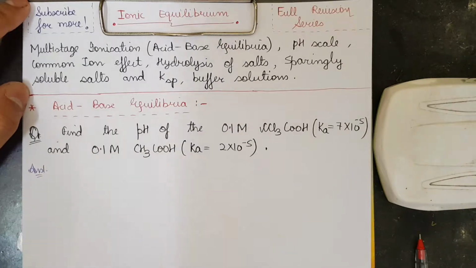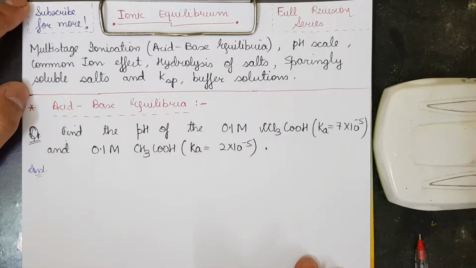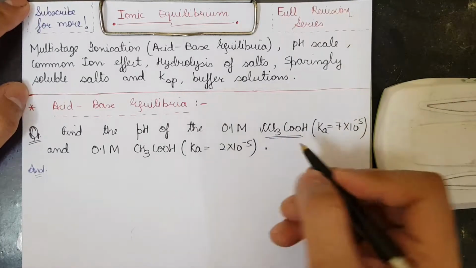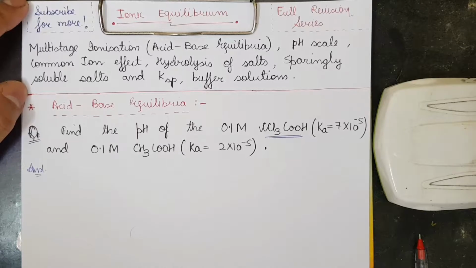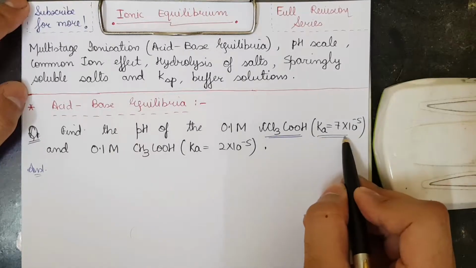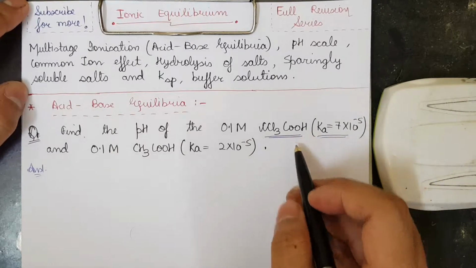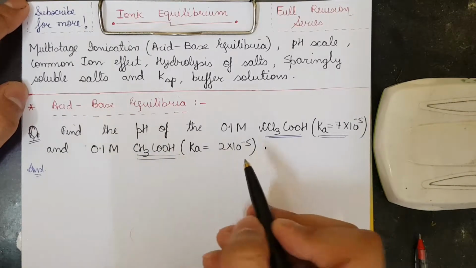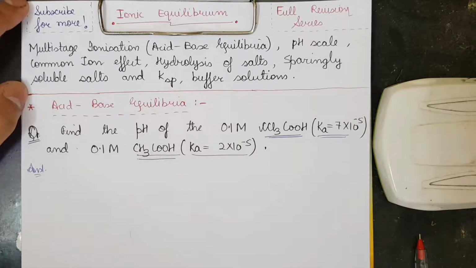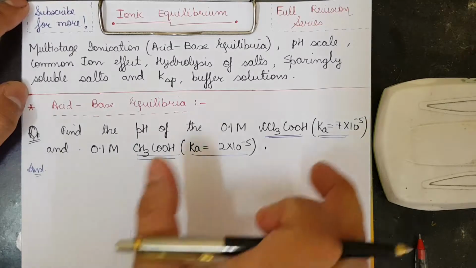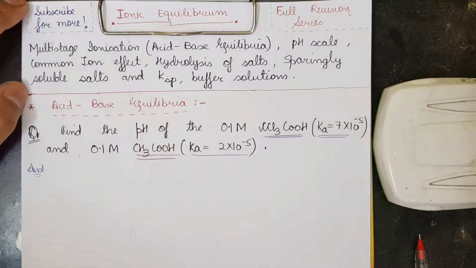The very first question is an important one which relates to weak acid and weak acid mixtures. So let us try to see. This acid is a weak acid. How to decide that? We have been given the Ka, so it implies that this is a weak acid. This acid is also a weak acid because the Ka has been mentioned. So these two have been mixed. We need to find the pH of the given mixture of the solution. So let us try to see.